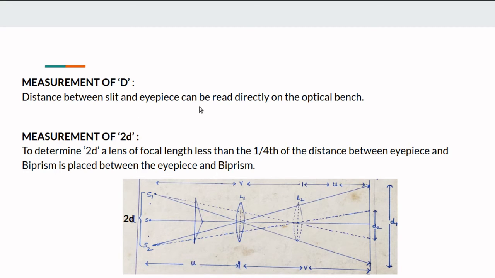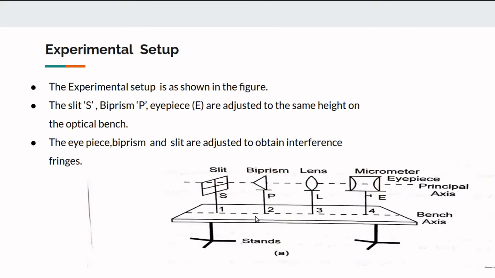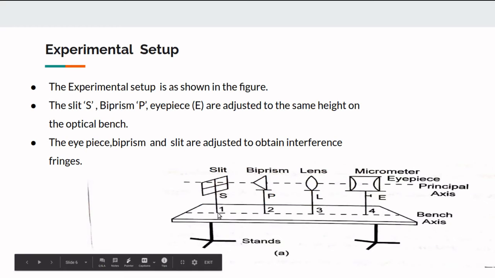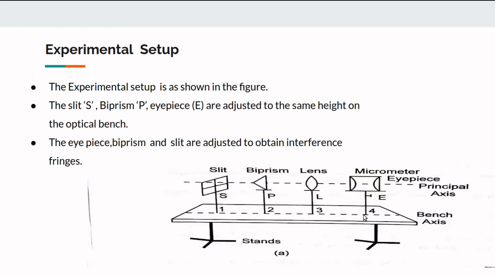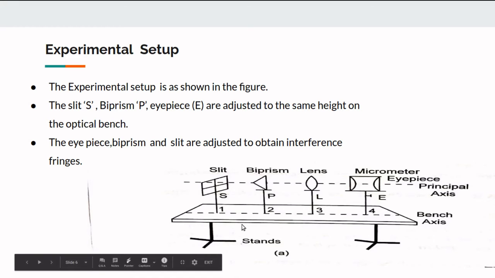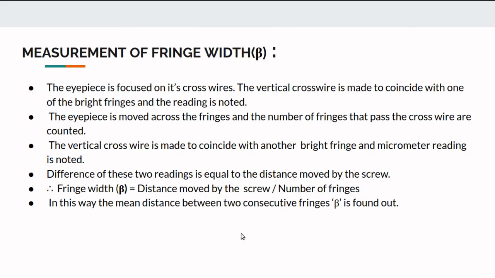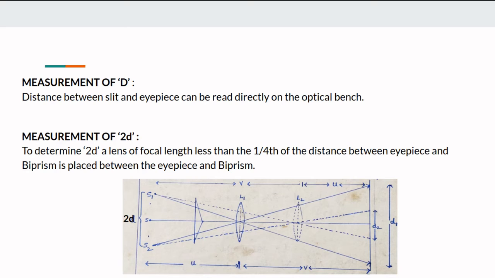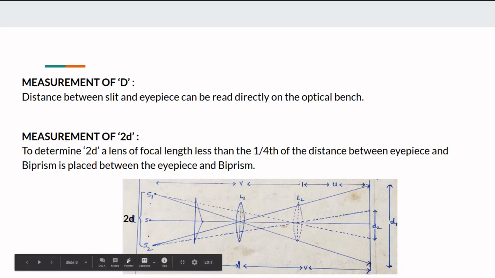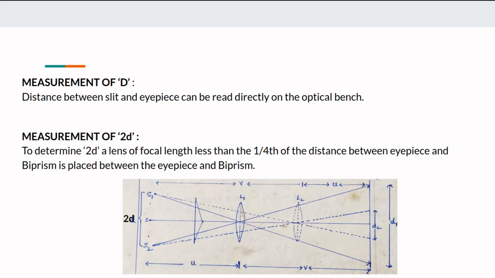The distance between the slit and the eyepiece can be read directly on the optical bench. On the optical bench there is a scale. Then the distance between the source and the micrometer, here this is a screen. Therefore the distance between them is directly measured by the scale on the optical bench. Next, the important measurement is 2d, which is the distance between two virtual coherent sources.